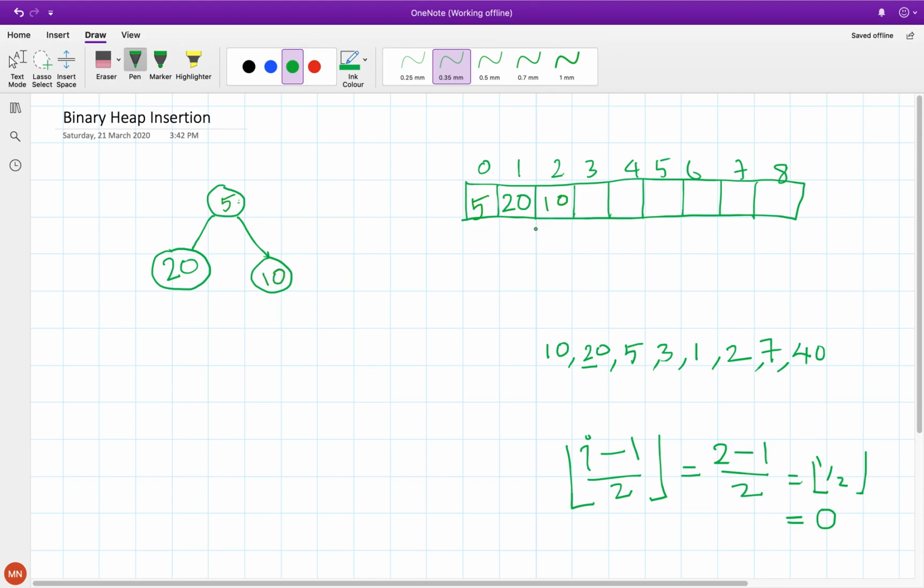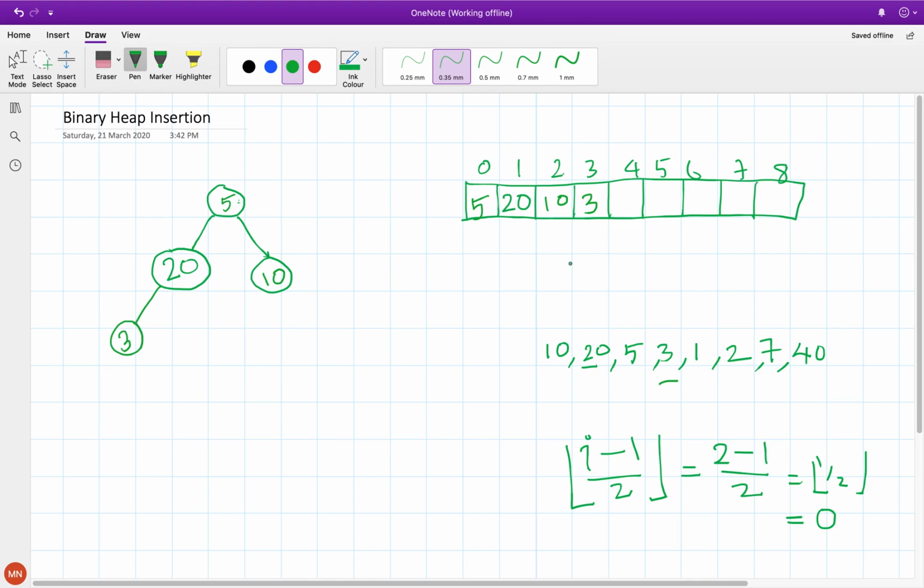In order to represent a binary heap, we just need an array. We don't need to define any pointer or any data structure which has a pointer to the next node. Nothing of that kind is required. Now we have to insert the number 3. So obviously we'll insert the number at this position. If you represent it in the form of a tree, 3 will be at this position.